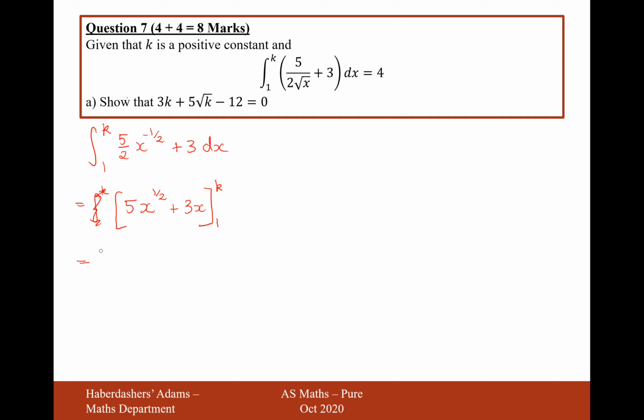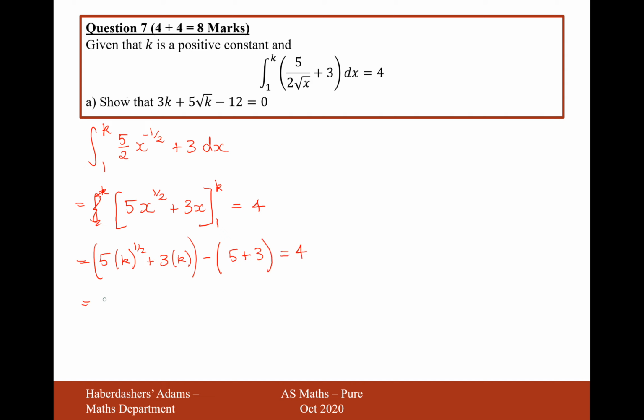Now substitute in, so this thing equals 4. So k substituted in, that would be 5 times k to the power of a half. So this would be the first substitution, plus 3k. And then minus 1 substituted in, so that would be minus 5 plus 3.